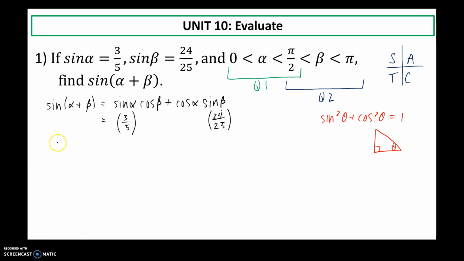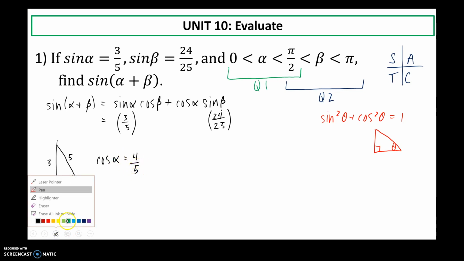So if alpha is in the first quadrant, let's draw our triangle. Here's alpha. Sine is opposite side over hypotenuse. Hopefully now we're recognizing this as a 3, 4, 5 right triangle. So the cosine of alpha is equal to the adjacent side over the hypotenuse. So now, where I see cosine of alpha, I can replace that with 4/5.